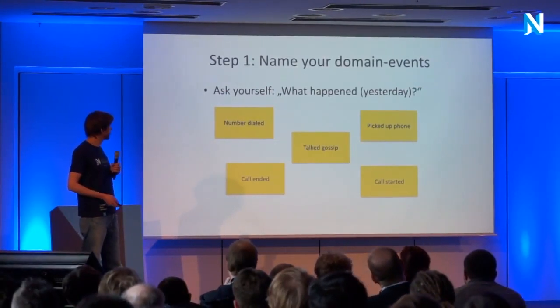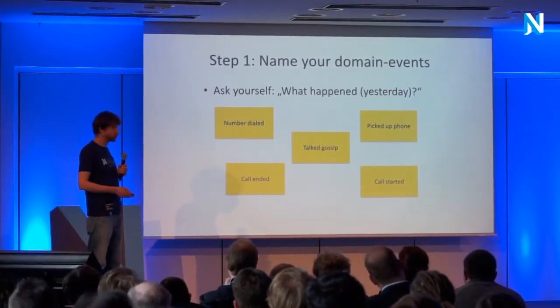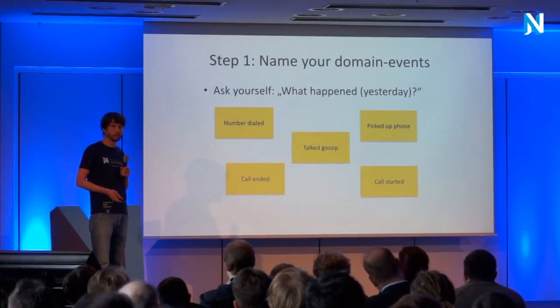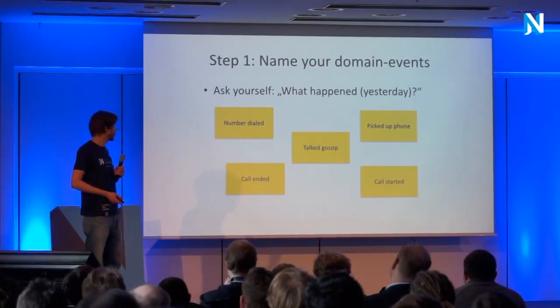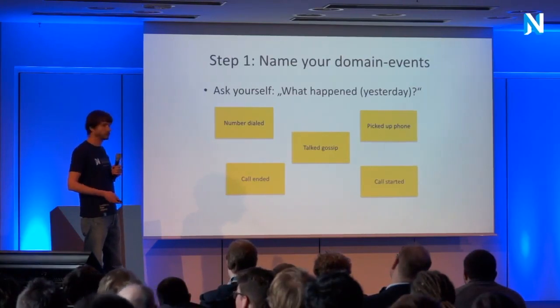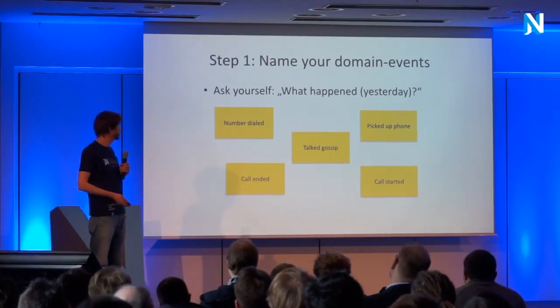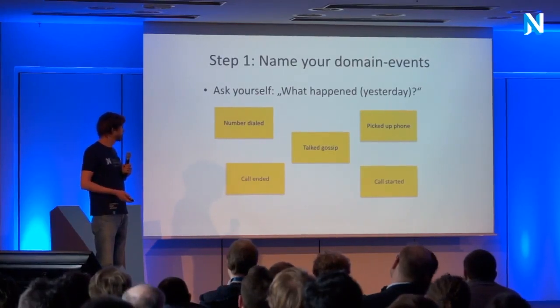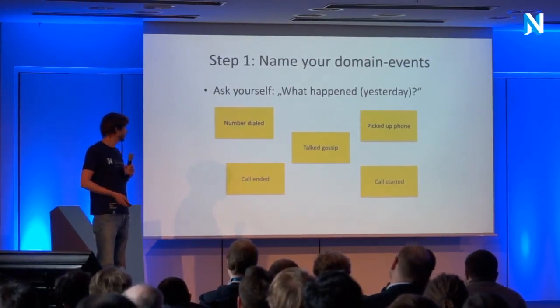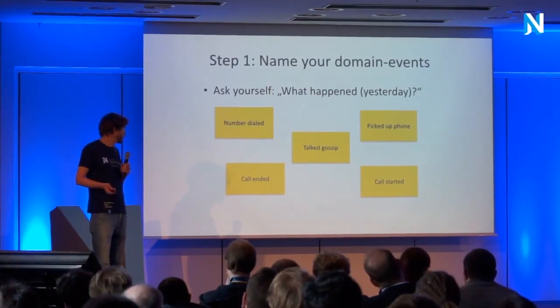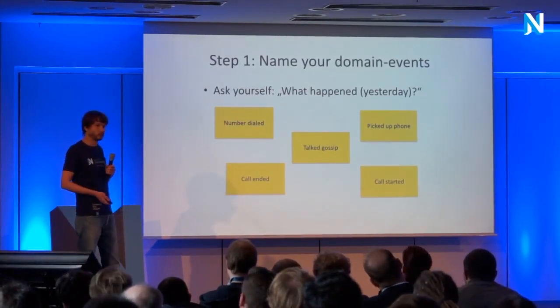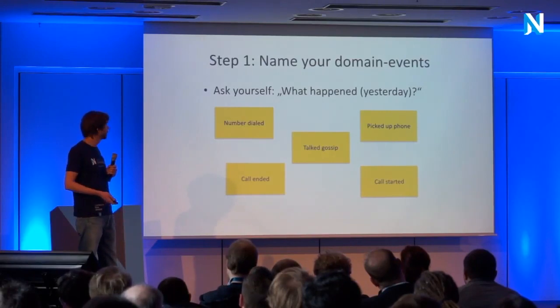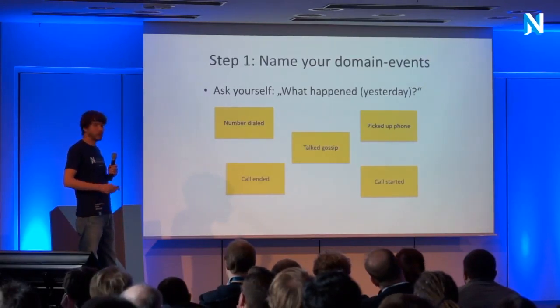I chose an example like, I talked gossip with someone yesterday on the phone, but clearly there are things which happened. So I just wrote them down on these post-its. I dialed a number, clearly. I picked up my phone from my pocket. We talked. Somewhere the call ended, but the call started somewhere when the opposite side picked up. So I'm done with the first step.